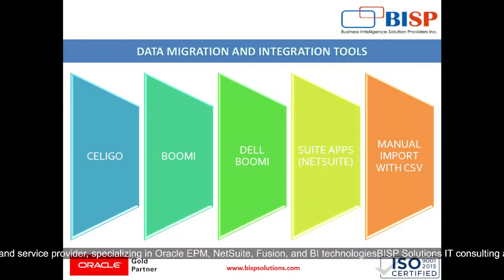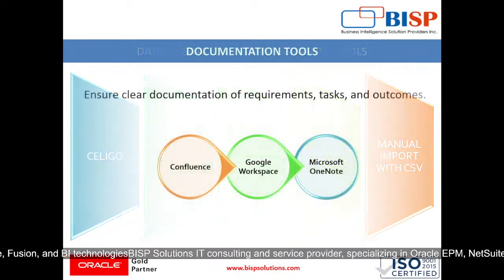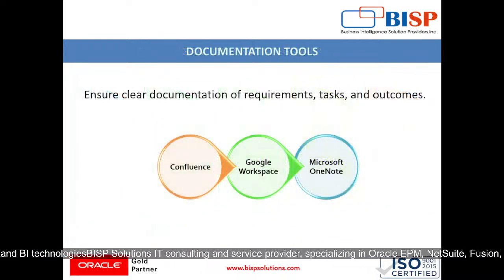The tool which we will be using in our project is manual importing with CSV, which means exporting QuickBooks data to CSV files and importing them into NetSuite using the CSV import assistant only. Then comes our documentation tools. They ensure clear documentation of requirements, tasks, and outcomes. The first tool is Confluence, a centralized wiki for storing project details, workflows, and decisions.